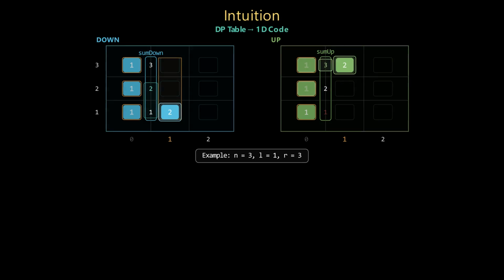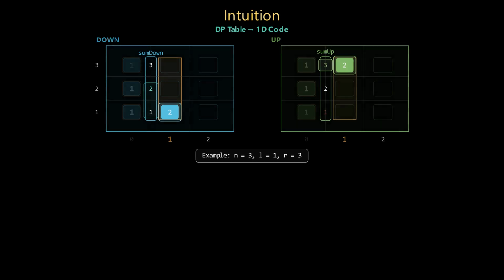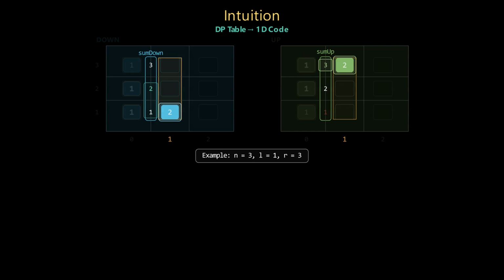As we march across columns, each next step only reads the previous column and its prefix reservoirs, never the ancient past. So we discard the extra columns and keep exactly 4 one-dimensional arrays in code, DP down, DP up, sum down, and sum up, overwriting them at every index as we slide forward.